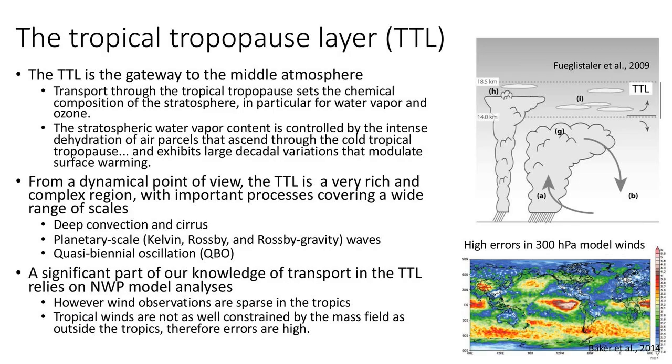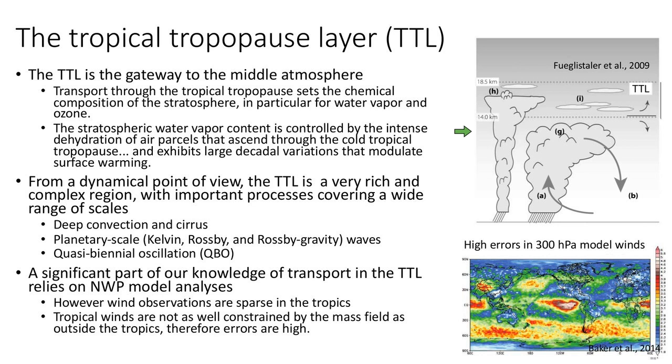the tropical tropopause layer, which is shown over here in a reference from Fueglistaler, between 14 and 18.5 kilometers. It's the gateway from the troposphere into the middle atmosphere, and it sets the chemical composition of the stratosphere, in particular for water vapor and ozone.